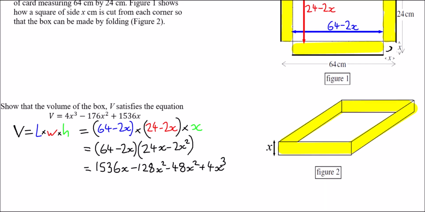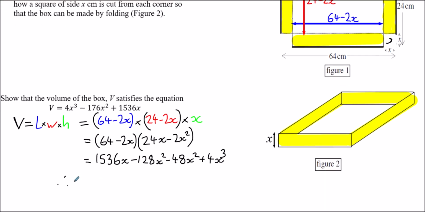And then if I neaten this up, you will therefore see that V equals 4x cubed. If I take away 128x squared, then take away another 48x squared, that gives me taking away 176x squared in total. And of course we have 1536x at the end to factor in. So we've proven what needed to be proved.